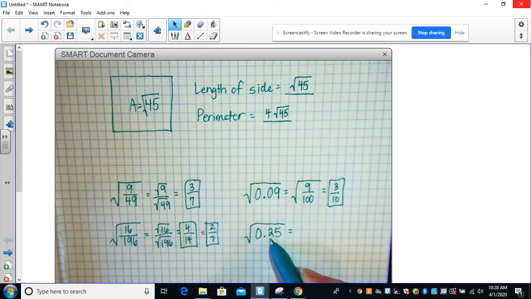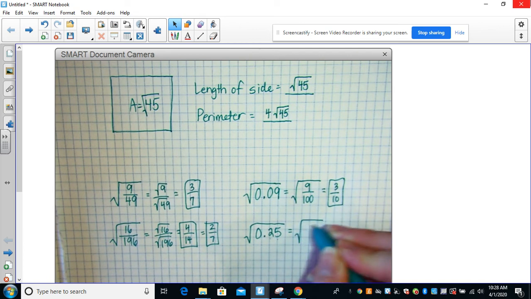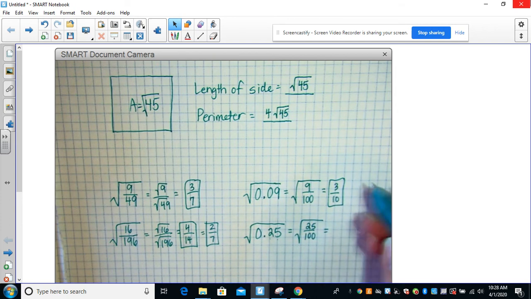This one again is tenths hundredths. So we're doing 25 hundredths. And the square root of 25 is 5. The square root of 100 is 10, which reduces to 1/2. So I hope this helps. Be careful. You're not dividing by 2. You are taking the square root, which is different. Be careful when you're working with area of sides.